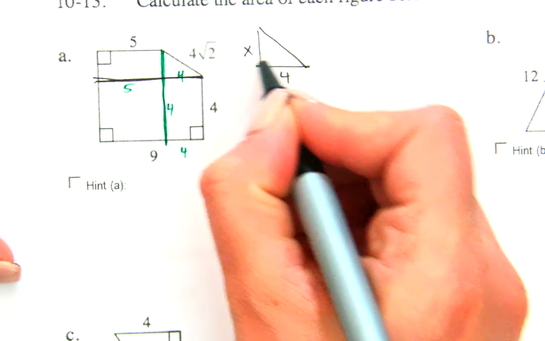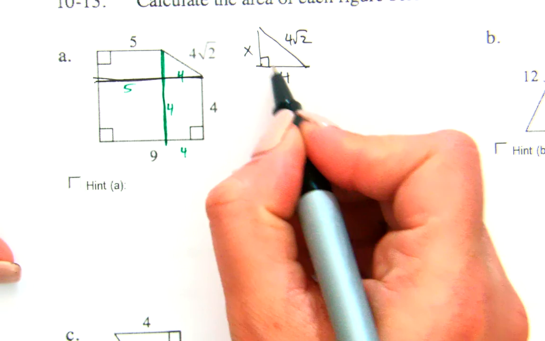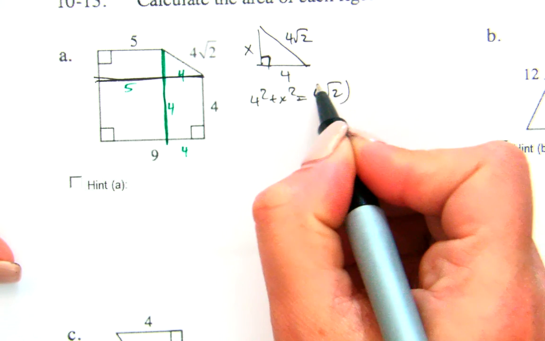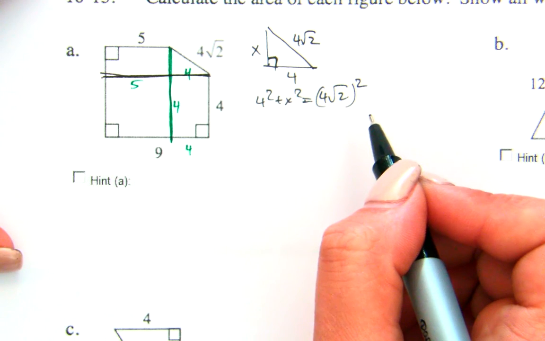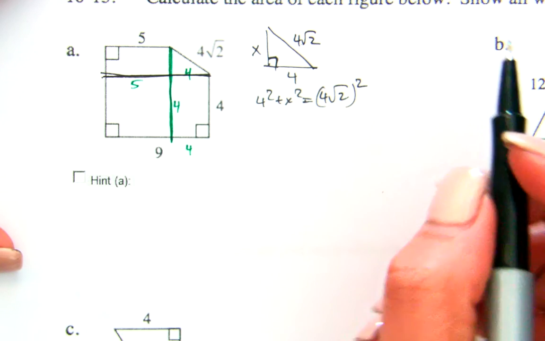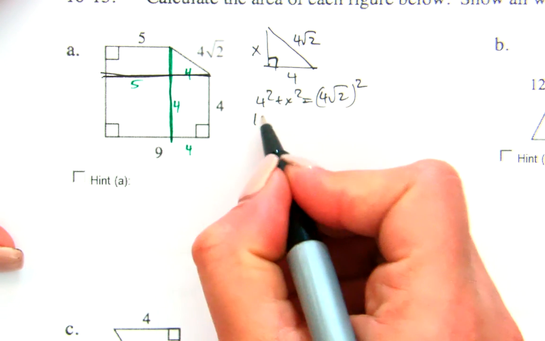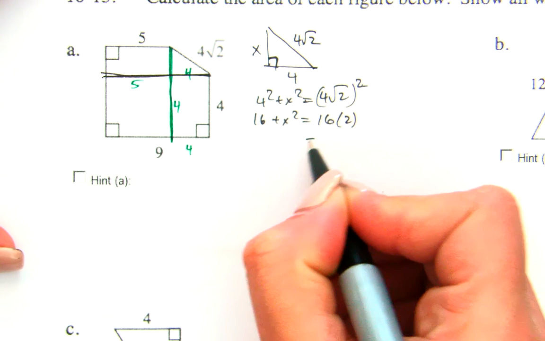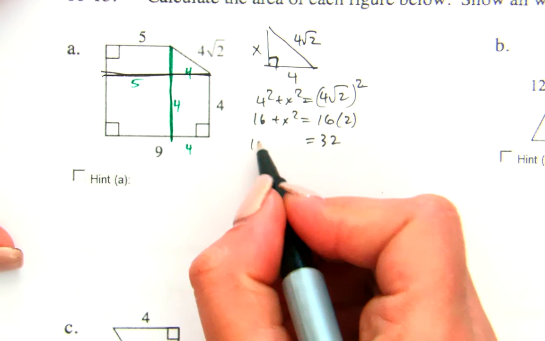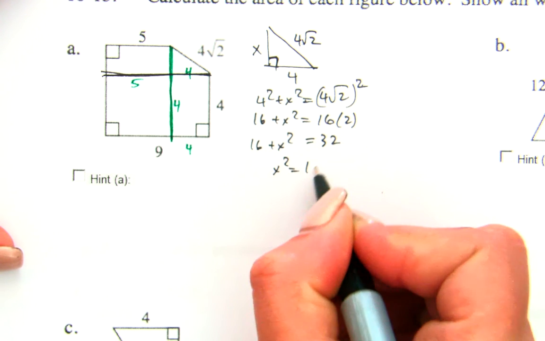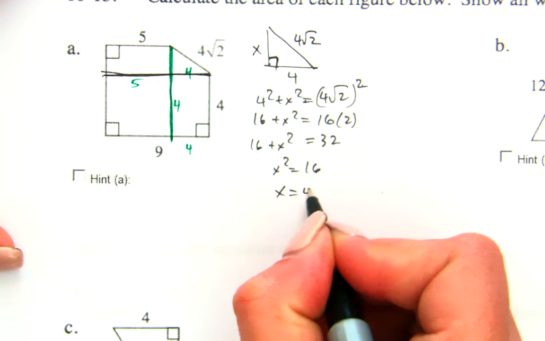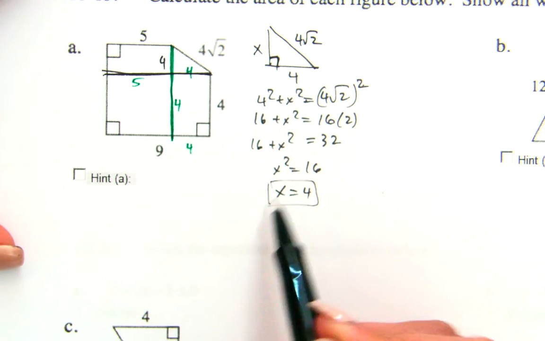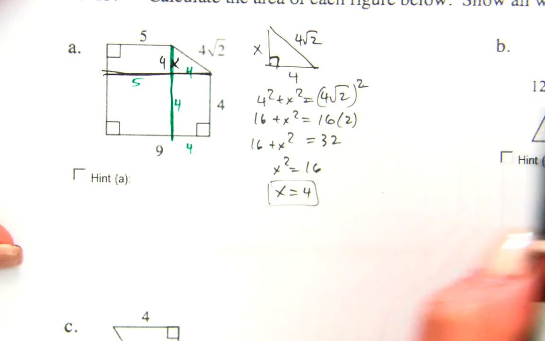Okay, so that's 4. Let's call that x. This is 4 root 2. So 4 squared plus x squared is equal to 4 root 2 squared. Then we find that part, and that should be okay. Let's see, 16 plus x squared is equal to 16 times 2, which is 32. So x squared is equal to 16 if you take away 16 from the side, so x is going to be 4 also. Hey, alright, well that's convenient. So that part's 4.